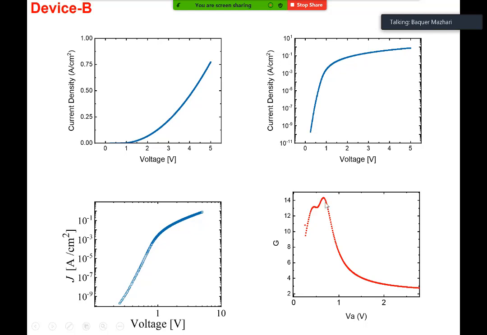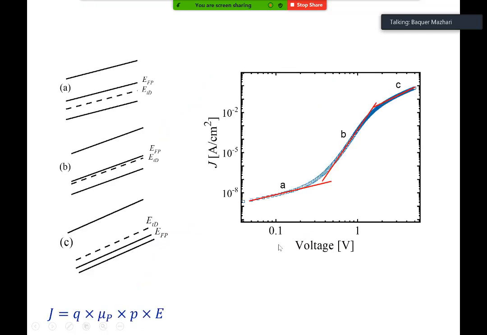Now, why do traps result in a peak when you take the derivative of the log function? That can be understood through this very simple diagram. This is the energy diagram, and the dashed line shows the trap level. At low voltages, the Fermi energy is above the trap level, and most of the traps are empty. Then as you apply increasing voltage, more and more holes are injected. The Fermi energy moves down, and eventually it comes close enough and starts to cross the trap level. At this point, the traps are filling up.